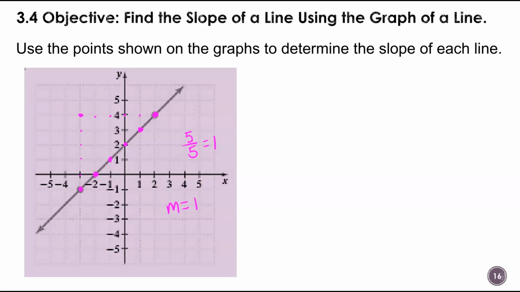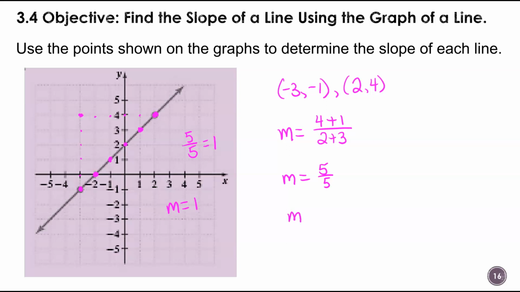And then I can really choose any of the points on the graph and verify it with the formula. So if I use the points that were marked originally, then I'm at -3, -1, and 2, 4. So I would have a slope of 4 minus -1, so +1. 2 minus -3, so 2 plus 3. That is 5 over 5, just like it was when I was counting. So my slope is 1. So I verified it by using the formula.